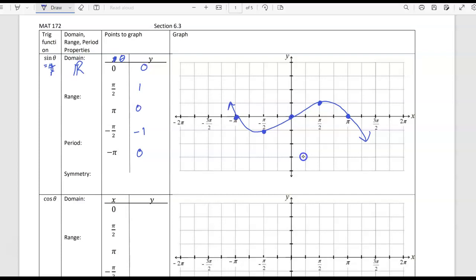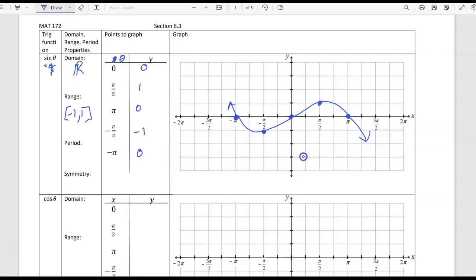The range, though, if we were to look at this graph, only goes from negative 1 to 1. And that's going to happen if we were to keep plugging in values like 3 pi over 2, 2 pi, 5 pi over 2, 3 pi, and so on. We're going to see this kind of wave pattern happening for the sine function.